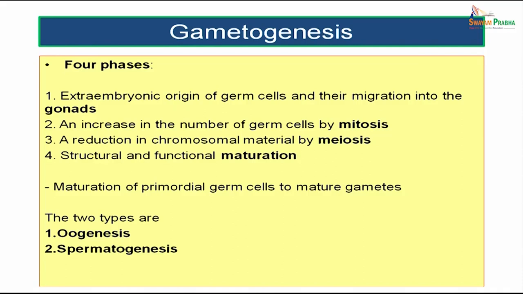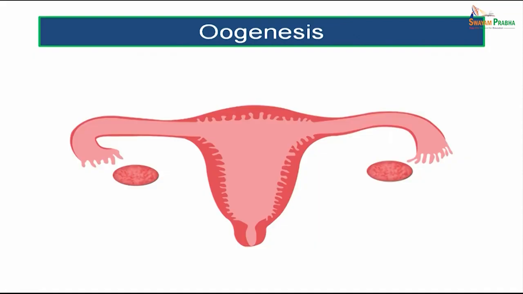The final step in gametogenesis is structural and functional maturation of the gametes, that is, the gametes are now ready for fertilization. So gametogenesis, if we want to put it in a single sentence, is the maturation of primordial germ cells into mature gametes. Gametogenesis happens in both males as well as in females. In females we call it oogenesis, whereas in males we call it spermatogenesis.